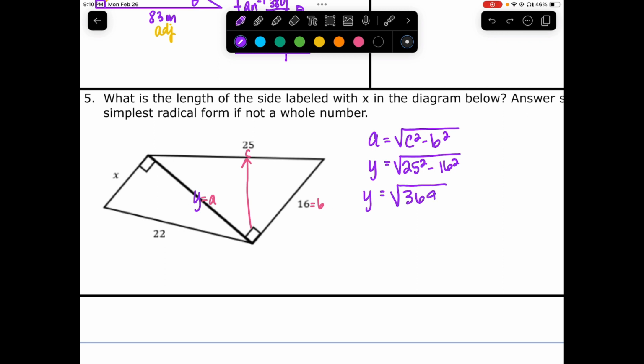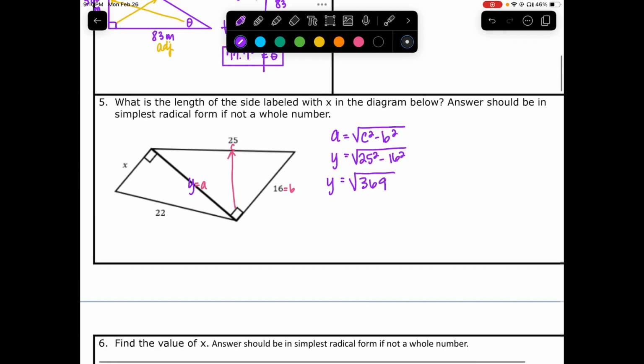Now, if you're not in honors, then just do the whole square root of 369, or you could go straight from here, put that in your calculator, get the decimal, and go from there. I'm going to leave it like this. I'm not even going to simplify it because there's no need. We're going to use it again anyway.